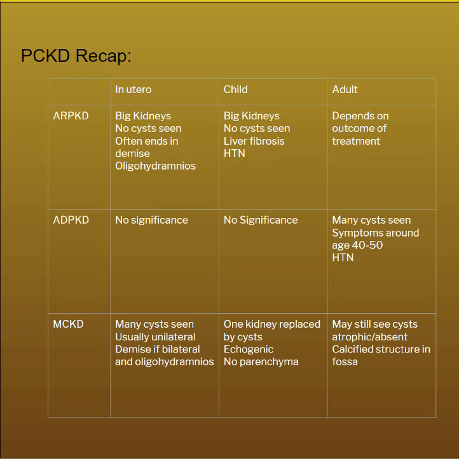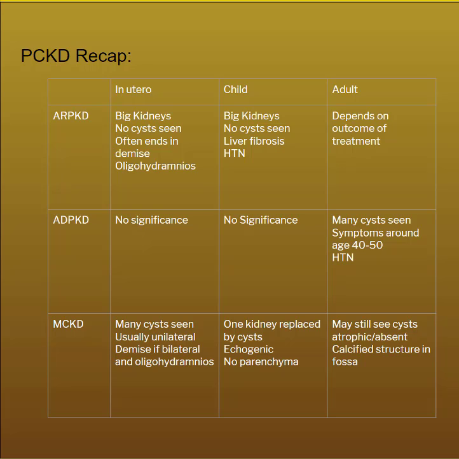So I want to recap the polycystic kidney diseases because it's important to recognize when do we diagnose it, what does it look like at each age, and when does it present itself. So again, autosomal recessive polycystic kidney disease. In utero, we're going to see big kidneys. There will not be any cysts. This often is going to end in demise because there's very little fluid. Those kidneys are going to be big and echogenic in utero.